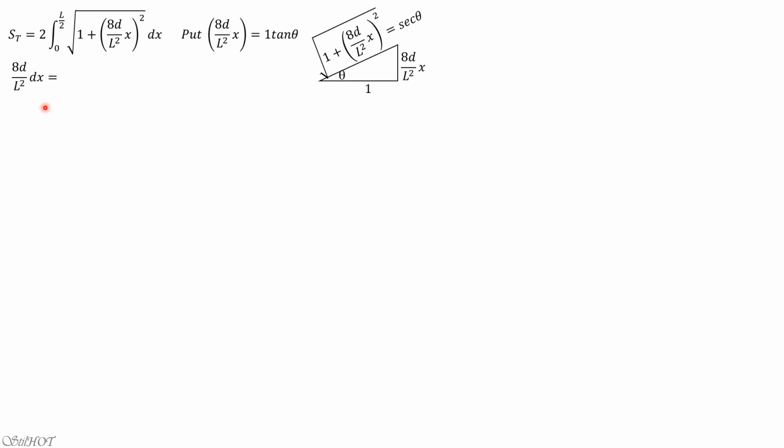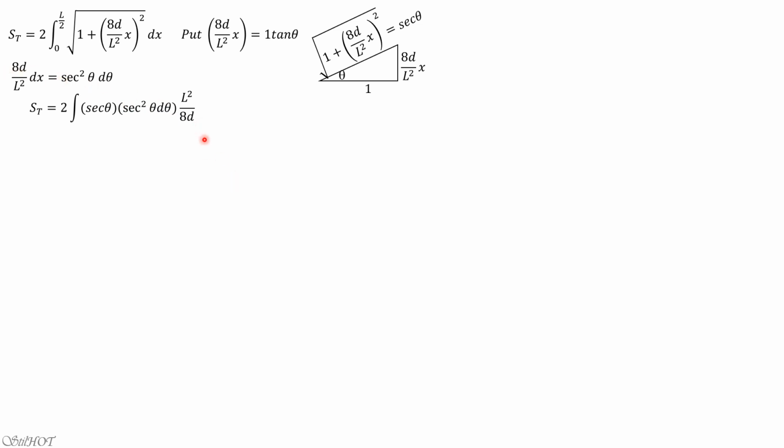So 8b over L squared dx equals secant squared of theta d theta, from the differential of this equation here. So dx therefore is L squared over 8b times secant squared theta d theta. So in this expression, the total length is 2 times the integral from 0 to L over 2 of the square root of 1 plus 8b over L squared x quantity squared, which is secant theta, while the differential of x is L squared over 8b secant squared theta. This is the differential of x from this equation here.